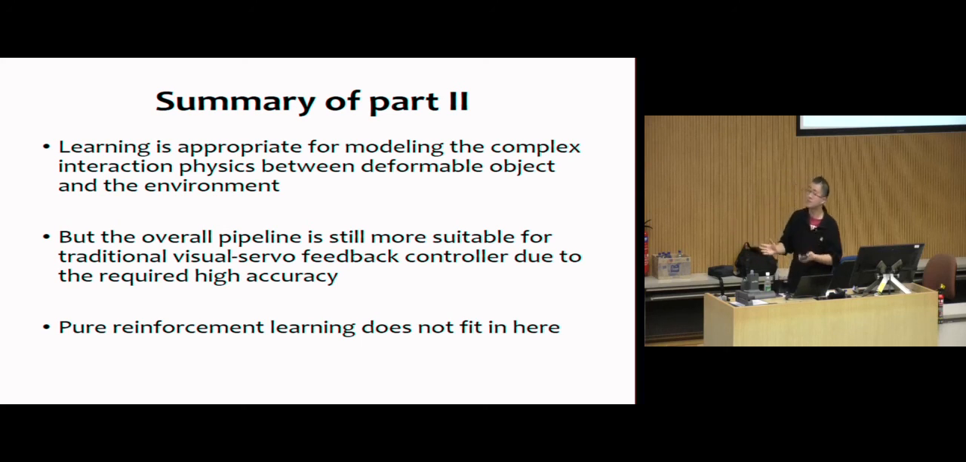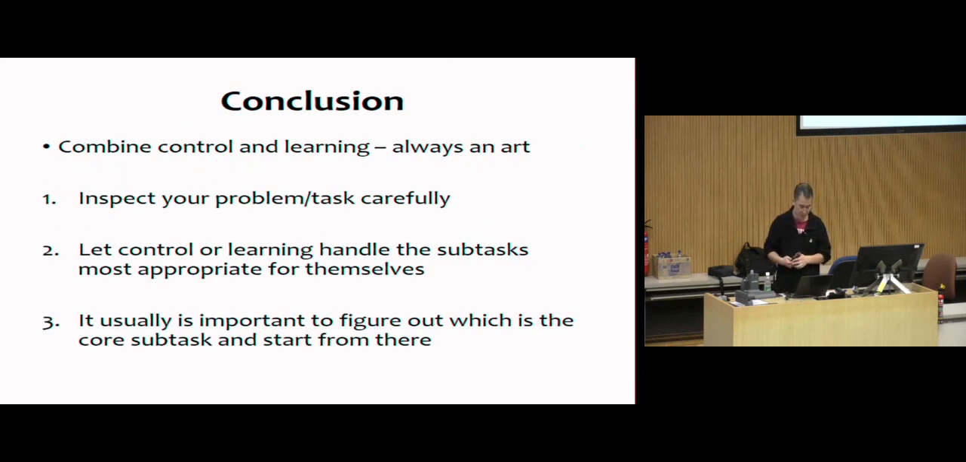However, as you can see, the overall pipeline is still more suitable for the traditional visual servo feedback controller. Learning maybe is not very accurate for this task, and pure reinforcement learning does not seem to fit here. No matter in convenience, efficiency, or accuracy, at least at this moment, it cannot compare with our combination. So this is my talk.